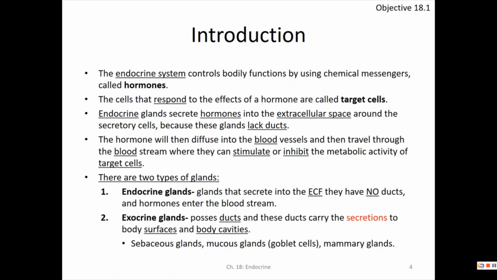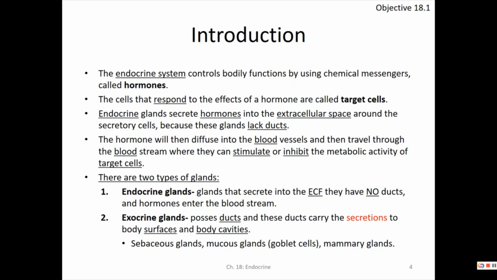So what we'll see is that exocrine uses a duct, and these ducts will take any secretion to a body surface or the inside of a body cavity. For example, it takes it to the skin, like sweat, or oils from the skin, sebaceous glands, or it secretes into the digestive tract, to your stomach, or into body cavities, like mucus.